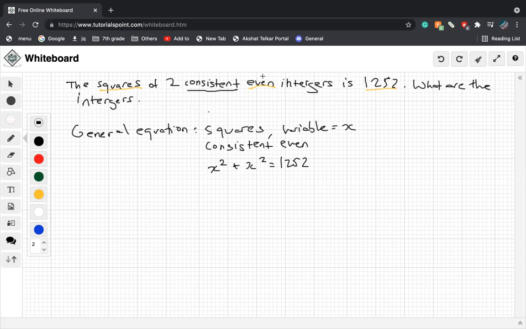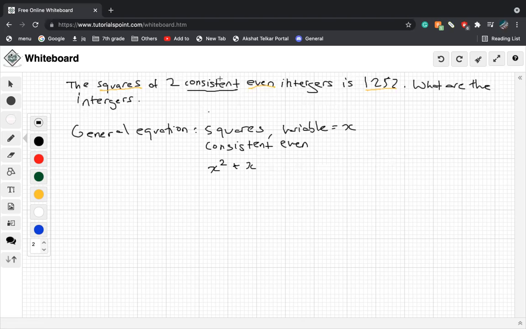You're looking at consecutive even integers, and a keyword here is consecutive, right? If you look here, where's the consecutiveness in this? This essentially will be like 2x squared equals 1252, and that's only asking for the square and then the sum of 2 of them. So that is completely wrong. Let's go back on this.